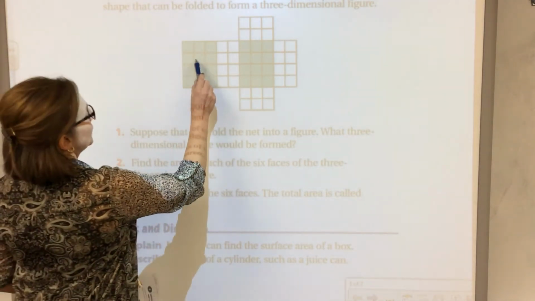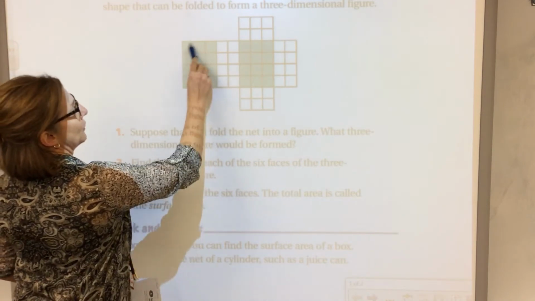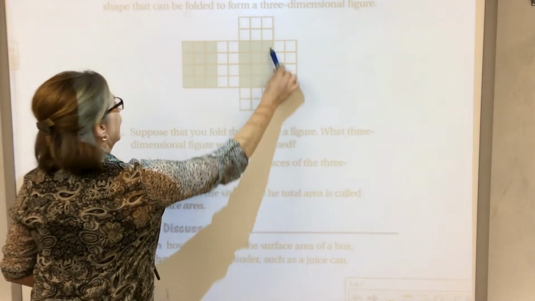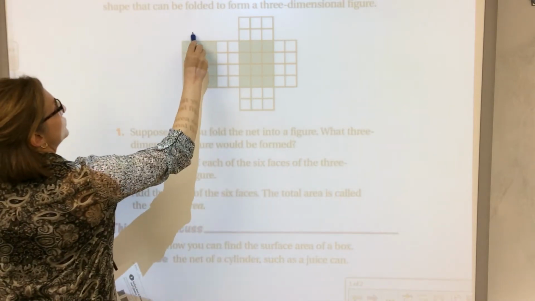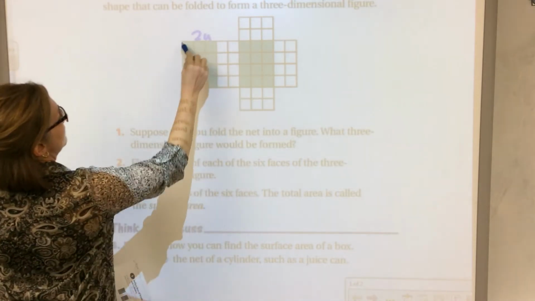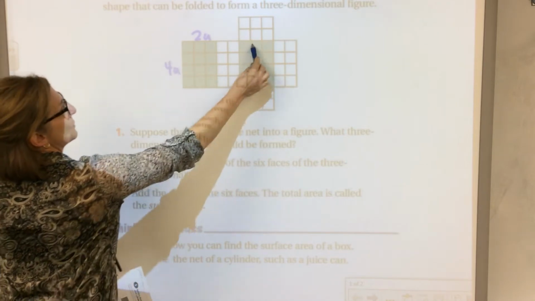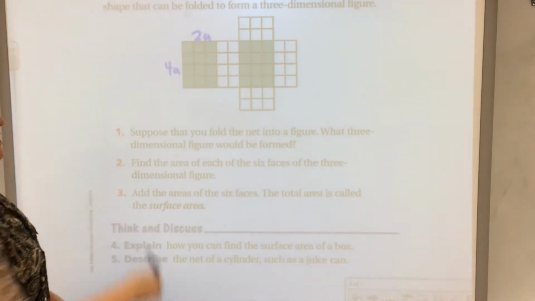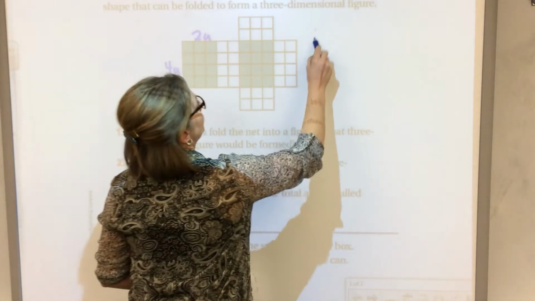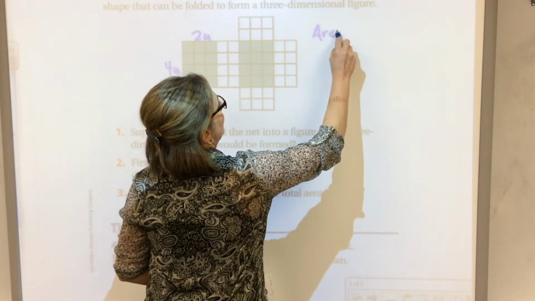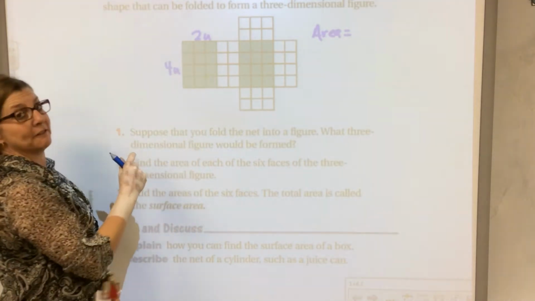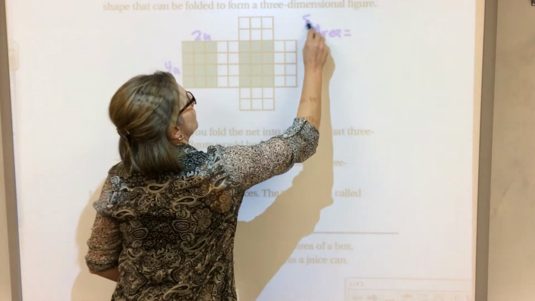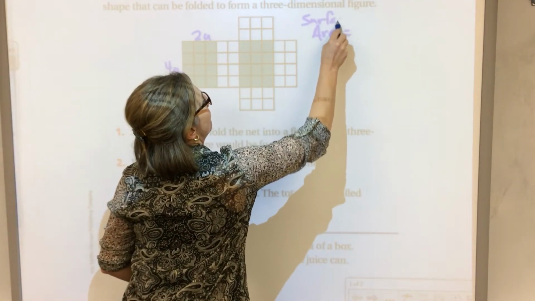Now this face right here, the green one, is the same size as this one because it's just on the other side. So this is 2, and we're just going to call it 2 units by 4 units. So this one's also 2 units by 4 units. When we go to find the area, there's always going to be, in a rectangular prism, 2 of the same thing. So we really only have to find one area. I'll put surface area here.